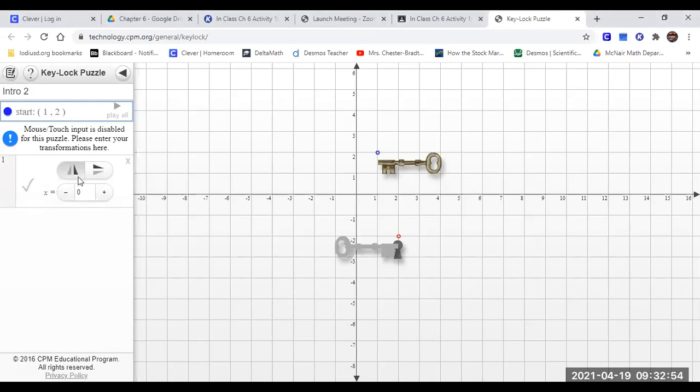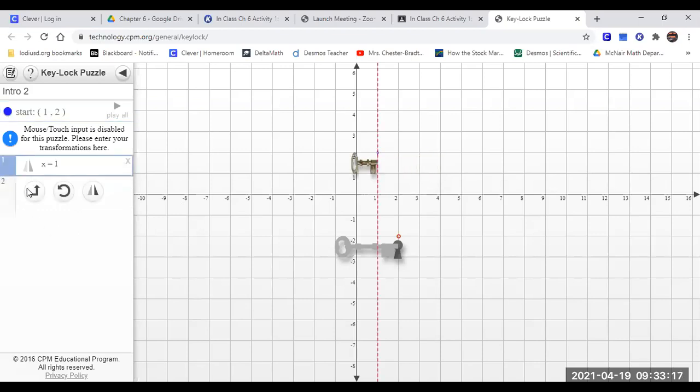Which way do we need to flip it? Left and right or up and down? Oh, left and right. So we need to flip it over the x=1 line, right? So we got to tell it which line we're flipping it over. There we go. We flipped it.